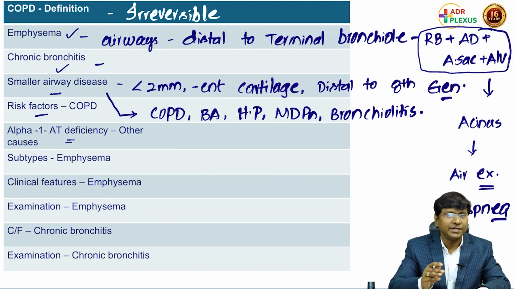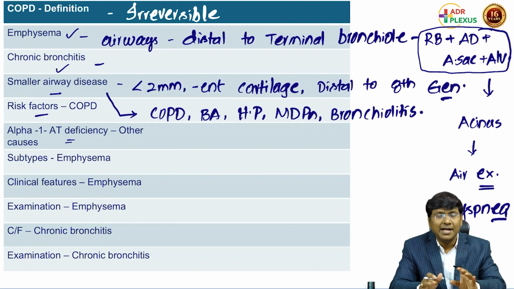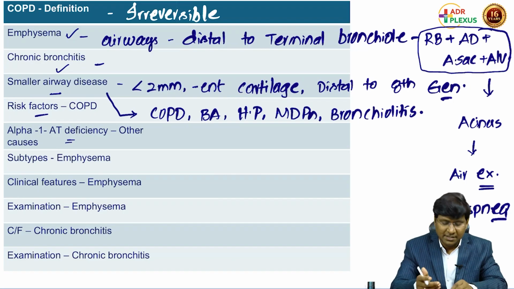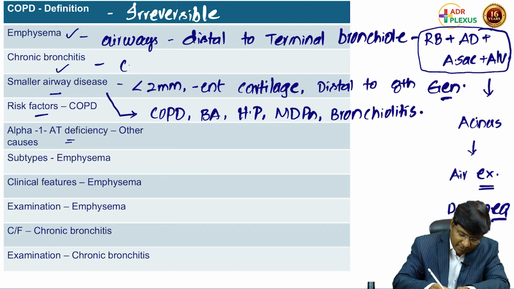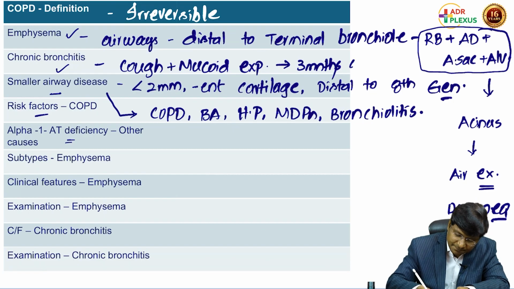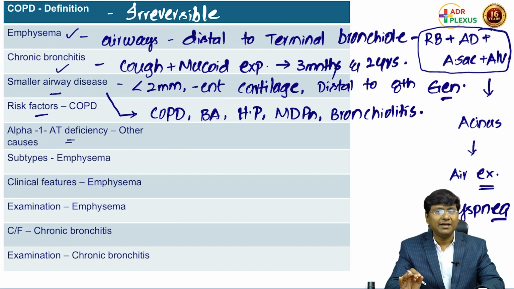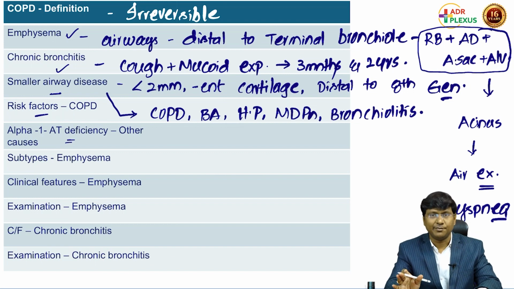Then coming to the chronic bronchitis. So chronic bronchitis, how is it being defined? The chronic bronchitis is the inflammation of the bronchi, and these patients will have the cough with mucoid expectoration, and cough with mucoid expectoration that will be there for almost 3 months and 2 consecutive years, right? That will be the definition of the chronic bronchitis.